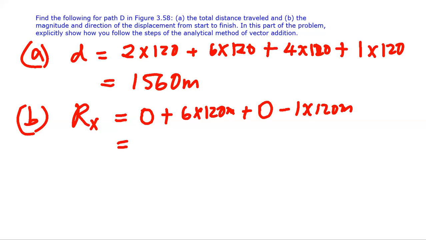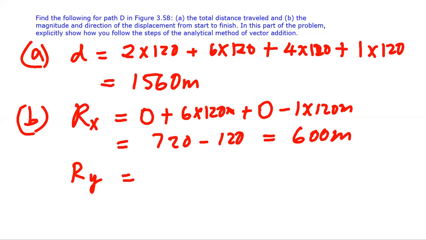So that's your net X displacement. 6 times 120 is 720, minus 120 will give you 600 meters. Now let's look for Ry along the same path, path D. The first displacement is entirely in which direction? X.